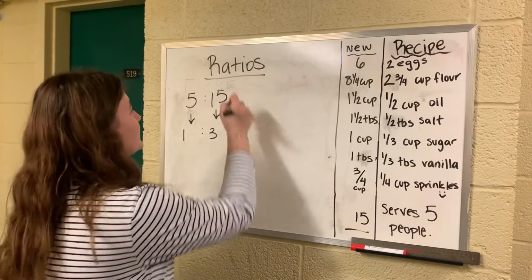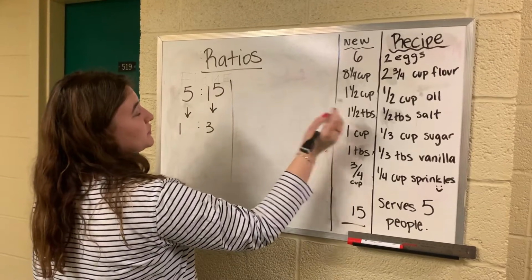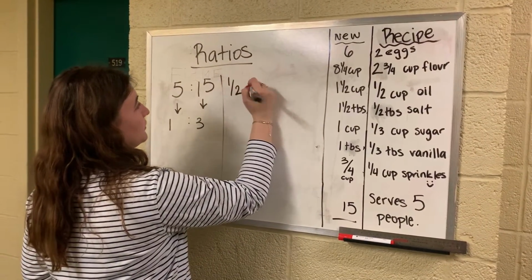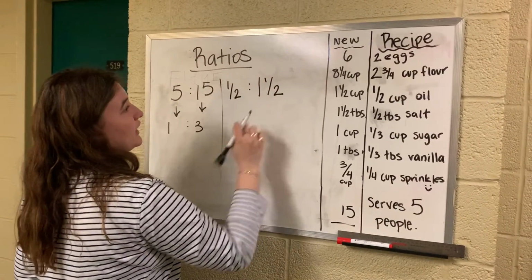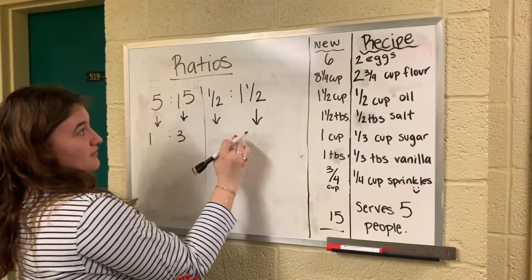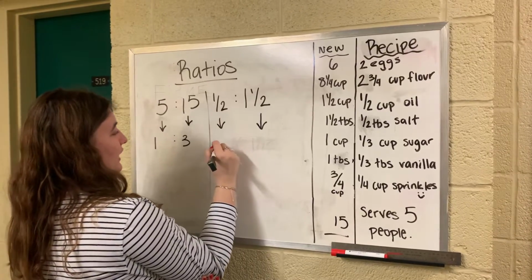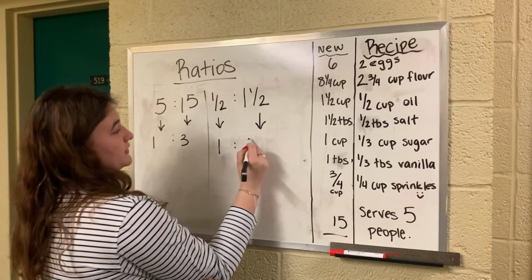So let's do another example. We'll do it with a fraction. Let's do cups of oil. We're starting with half a cup of oil to 1.5 cups of oil. We do the same thing with this. We're going to divide by the smallest amount, which is a half. A half divided by a half is 1. 1.5 divided by a half is 3.